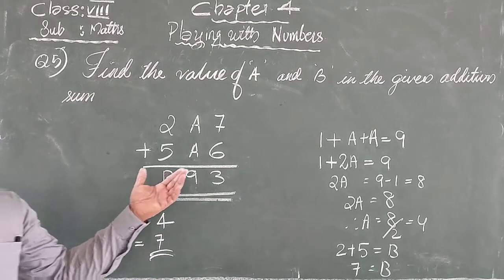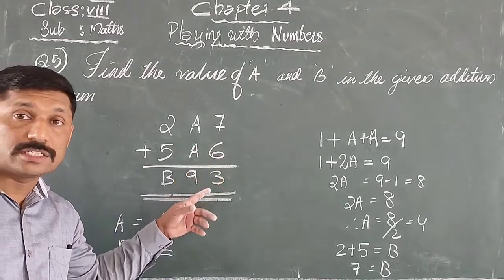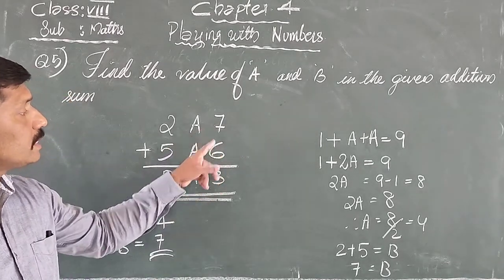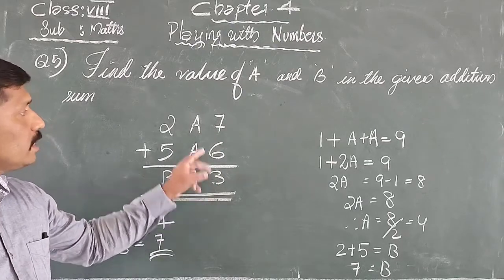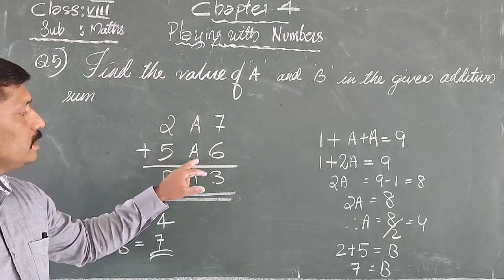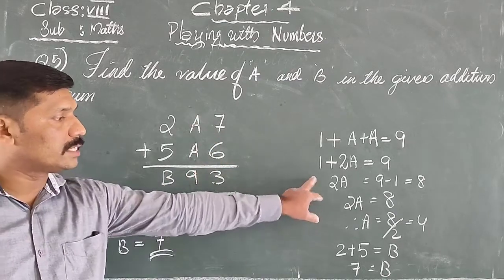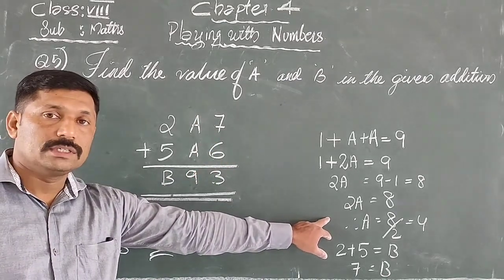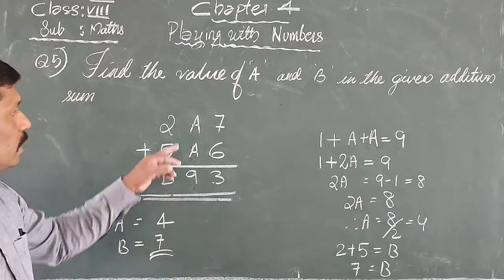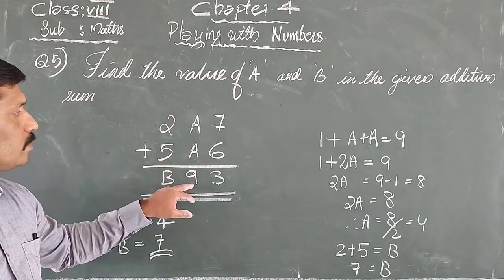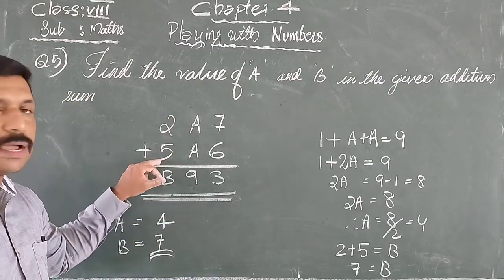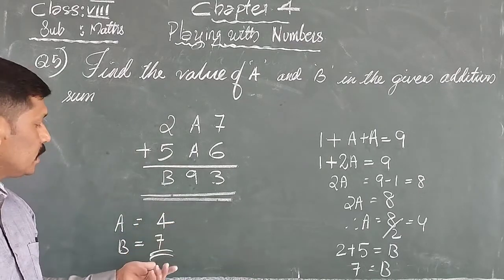Okay. So this way we find out, as it is an addition sum, we add the numbers 7 plus 6 is equal to 13, remainder 1. Then 1 plus A is equal to 9. Using that formula, we found the A value, that is 4. That means 1 plus 4 plus 4 is equal to 9. Then 2 plus 5, that directly gives B is equal to 7.